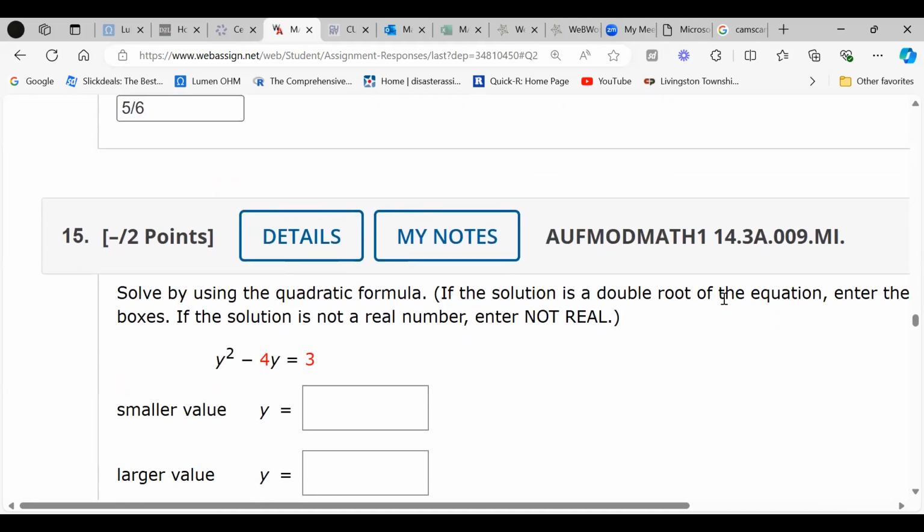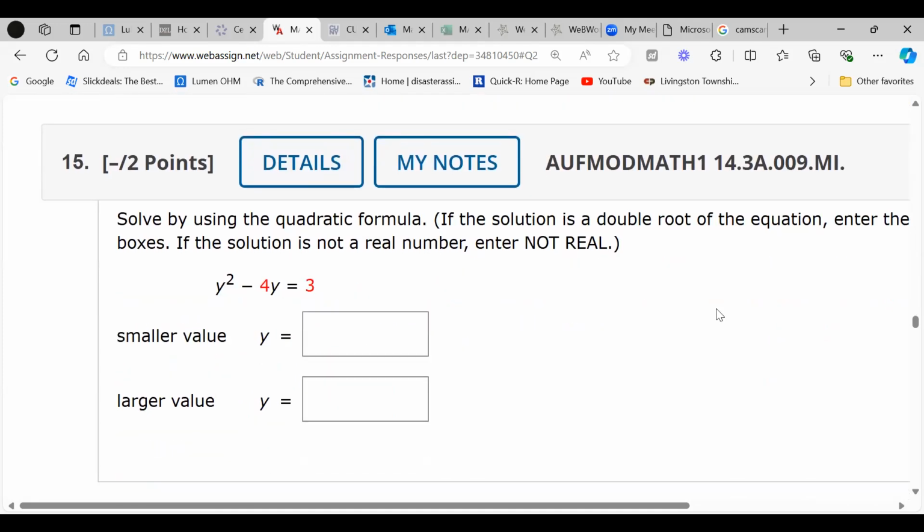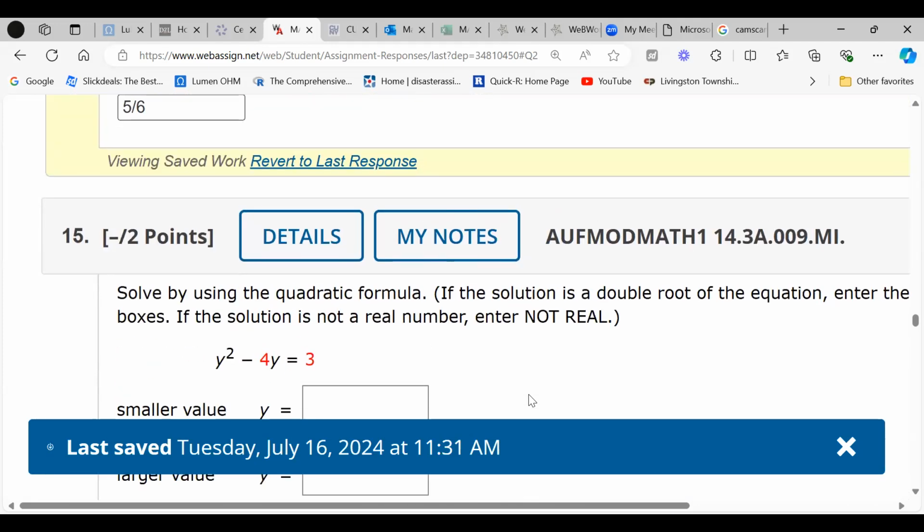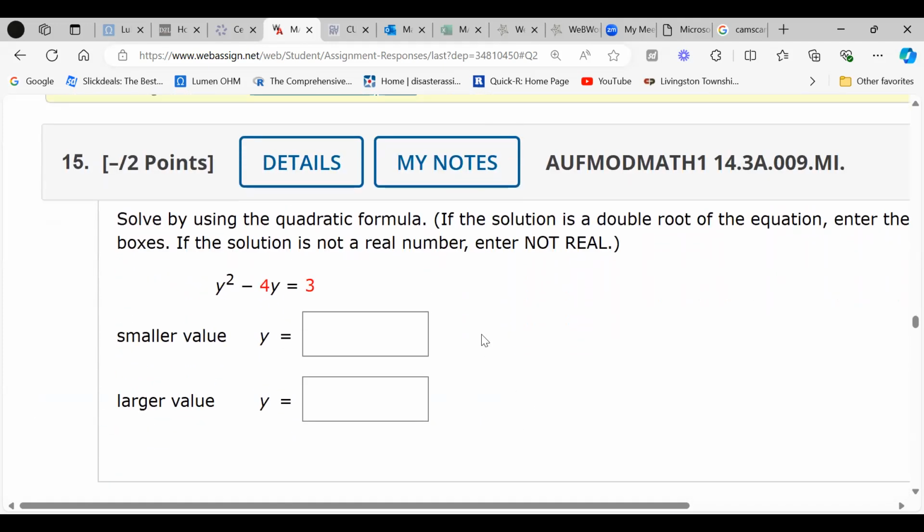Okay, and the next question is solving by using the quadratic formula. It's another quadratic formula question. Okay, I'll give you a couple of minutes. Try this.